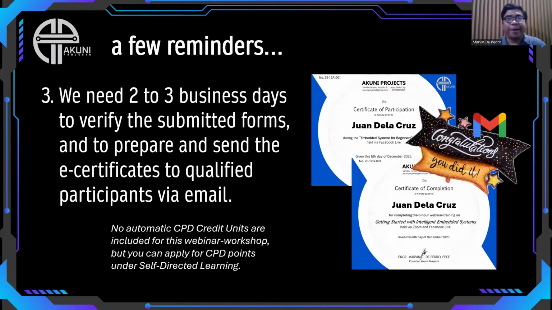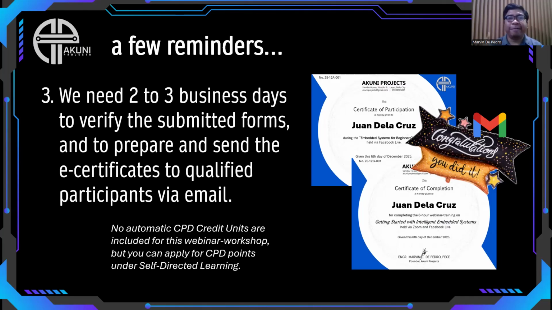Moving on. To those who have submitted the evaluation form, hopefully assuming that's valid, you've entered valid details and valid screenshots, then please note that we need 2 to 3 business days to verify the submitted forms and to prepare and send the e-certificates to qualified participants via email. So 2 to 3 business days means that it doesn't include holidays and weekends. So for example, if today is April 11, 12 is Sunday, 13 will be the first business day, and 14 is the second.